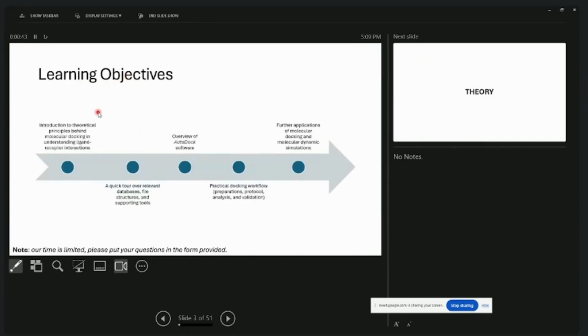We have some learning objectives. Introduction to theoretical principles behind molecular docking and understanding ligand-receptor interactions, to be specific. We'll have a quick tour over the databases, the auxiliary tools, the helping tools in molecular docking. And we will have an overview over the different docking software, including AutoDock, which we will work with on the practical session. Practical docking workflow, hopefully today or maybe tomorrow, and some further insights and applications. What is behind molecular docking and what's next? Hopefully in the upcoming workshops, we'll have an introduction to, for example, molecular dynamic simulations, allosteric binding docking, and so on.